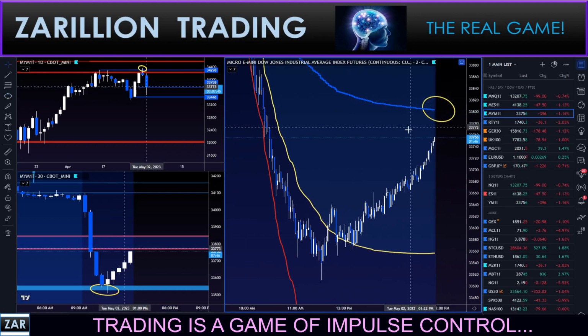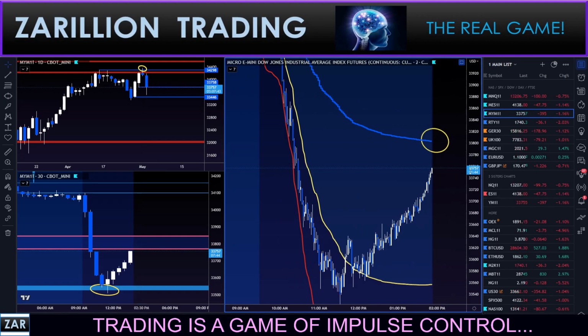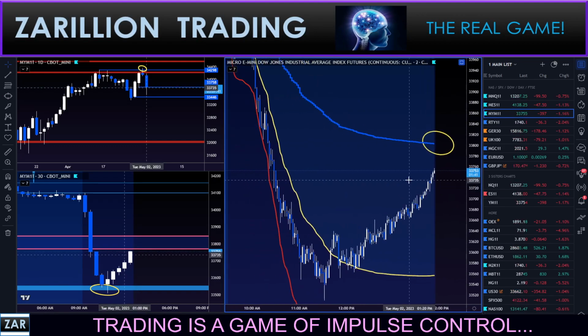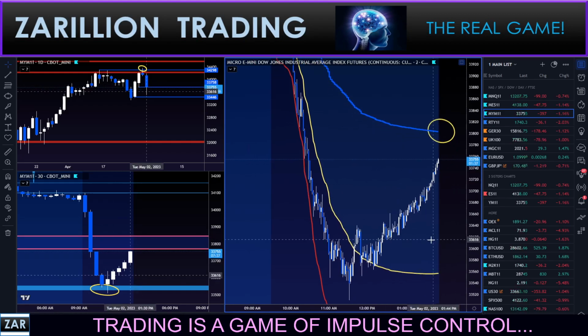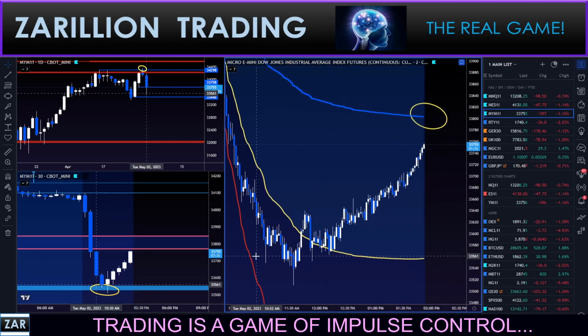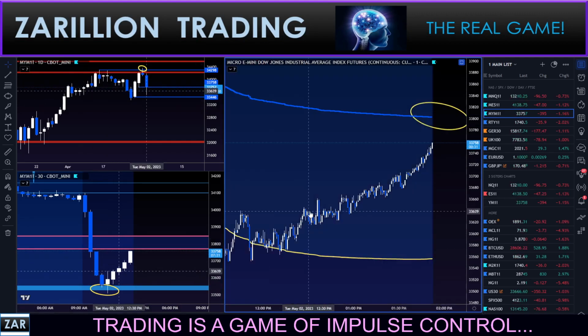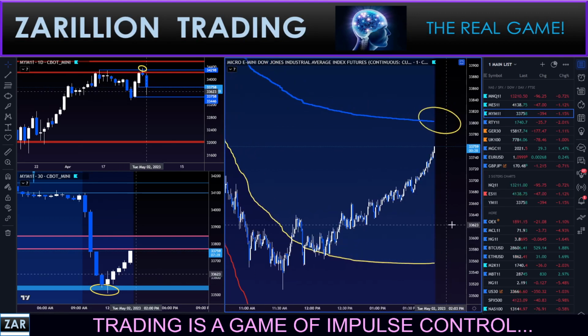Doesn't have to tag that line, by the way. It often does, right? More often than not, it actually will. Sometimes it penetrates just a little bit and then begins to round over if it's going to continue to sell off. Judging by this parabolic type of move here on the 2-minute, I suspect that will happen. And that's purely a suspicion.